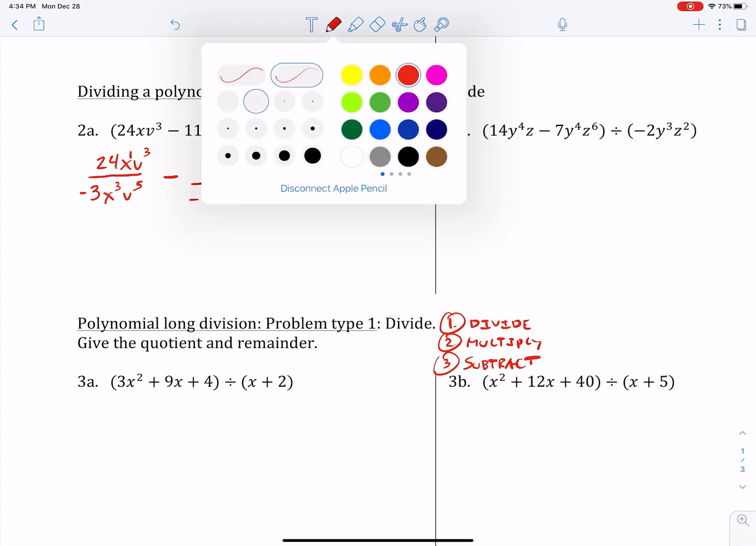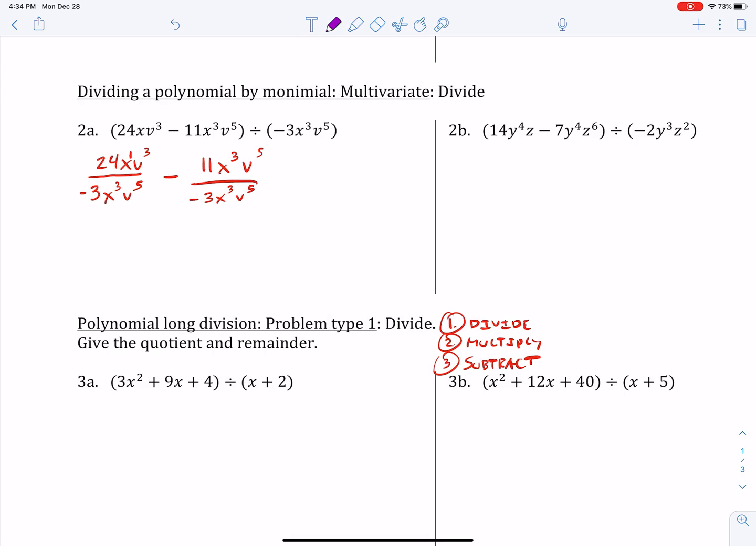So from there, 24 divided by negative 3 is negative 8 over 1. When I utilize the quotient rule here, x to the 1st minus 3 would give me an x squared down here. And then v, 3 minus 5 would be negative 2, so I'll have v to the 2nd power down there. Since I have two negatives, I can convert those to positives.